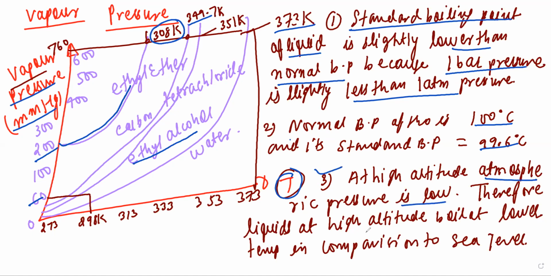The next point is that at high altitude atmospheric pressure is low. That's why a liquid boils at a lower temperature in comparison to sea level, right? Due to the lower atmospheric pressure, it boils faster. So it means when pressure is high, the temperature required is high. When pressure is lower, the temperature for the boiling point is also lowered. So this is the final conclusion. So right up to this point.